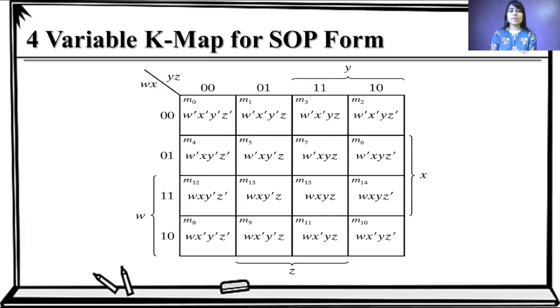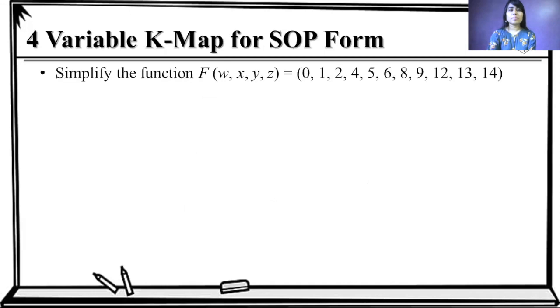And for the respective squares, for M0 we have w x y z equal to 0 0 0 0, so w' x' y' z'. This is how we have a total of 16 terms, one for each square. Now let's discuss with an example.